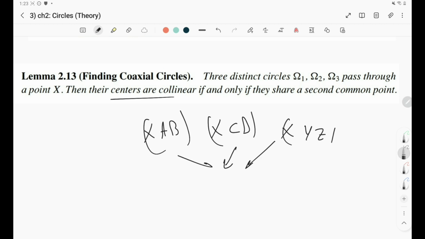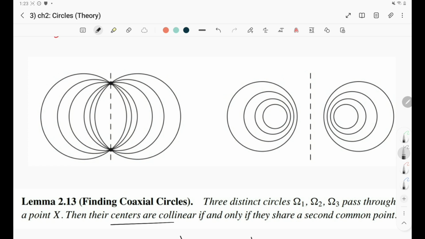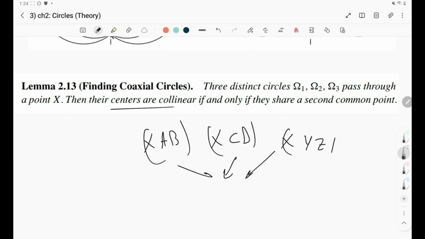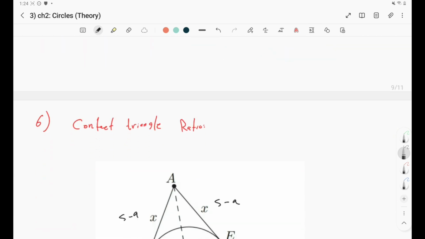Sometimes one idea is to show that they share the same radical axis. So if you already know that they pass through some point here, and you know some point here is on the radical axis of the three of them, then this is actually enough, because you automatically showed that they share the same radical axis, hence they're coaxial, right? So it doesn't necessarily have to be this point. Sometimes if you know some common point that lies on the radical axis for the three of them, then you're done. So keep this idea in your mind. It appears in many questions as well.